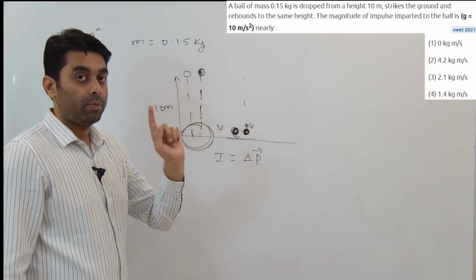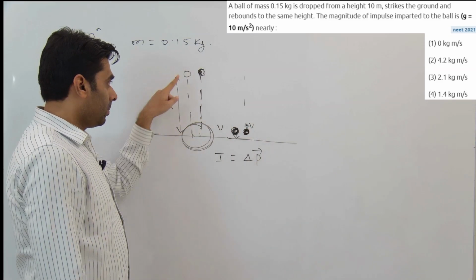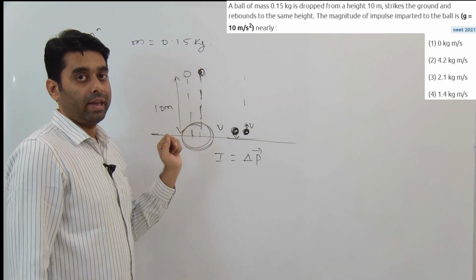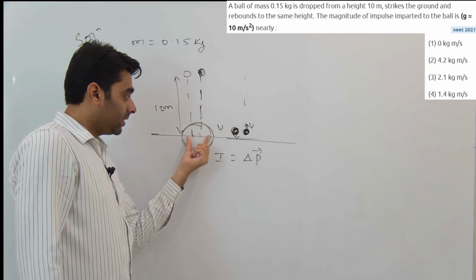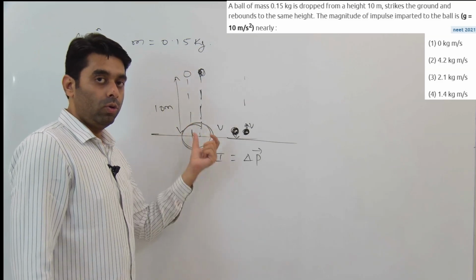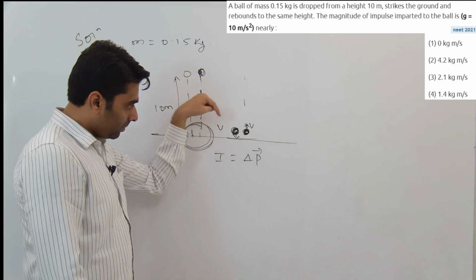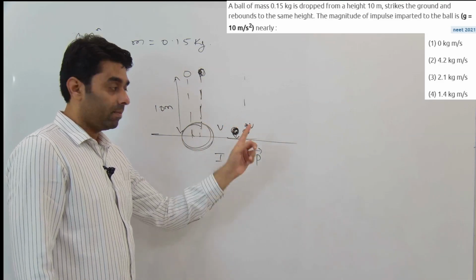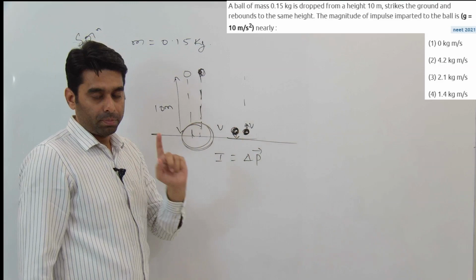I am using this point theoretically, directly from our concept of energy. Because it strikes over here and rebounds again to the same height, that implies there is no loss of energy. It's a perfectly elastic collision. No loss of energy means the kinetic energy should be the same, which implies the speed should be V. Velocity will change, but speed will be V only.